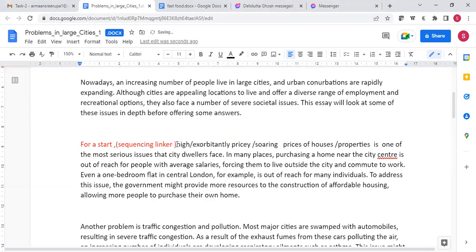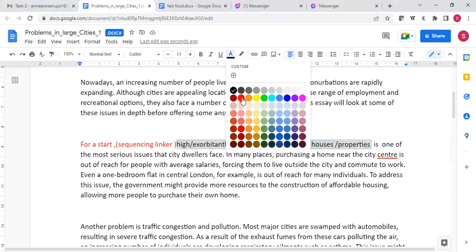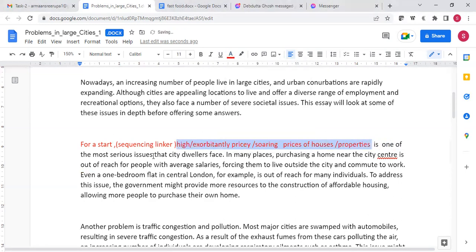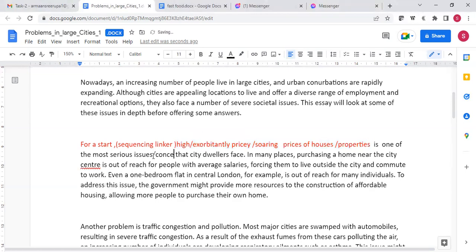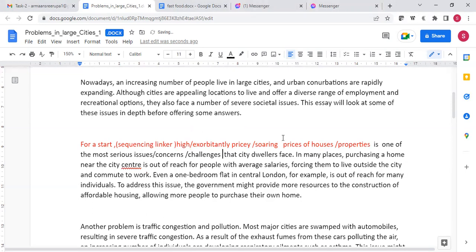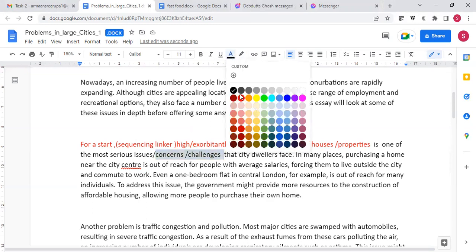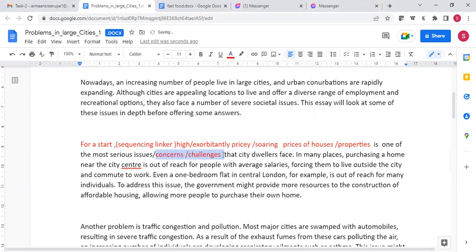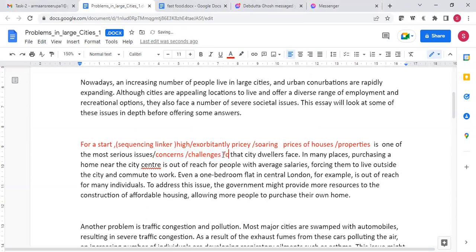So, and where are your linkers? I don't find your linkers at all. The most serious issues, again, concerns, challenges that city dwellers face. Okay. Why concerns and challenges? They are less commonly used words. They are better. Complexities. You can even write complexities.